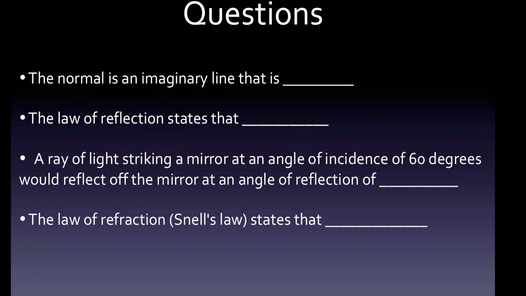A ray of light striking a mirror at an angle of incidence of 60 degrees would reflect off the mirror at an angle of reflection of blank. So we need to understand what that concept is. And if you don't know what angle of incidence is, we're going to go over that too. The law of refraction, also known as Snell's law, what is that? Okay, so we'll go over all this stuff.